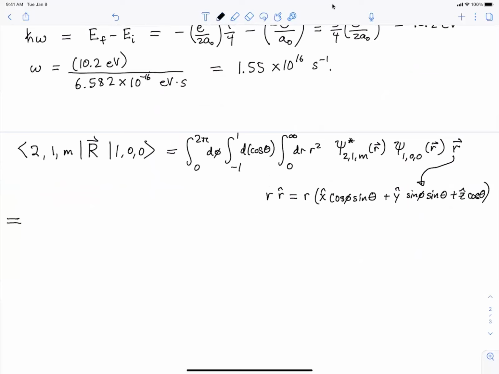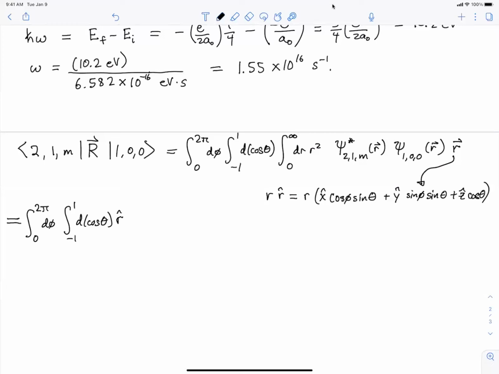Let me write first here the angular part, 0 to 2 pi d phi, minus 1 to 1 d cos theta. Okay, and then our r hat goes there with the understanding that when we write that, we really mean all of this stuff in rectangular coordinates, because we're going to have to dot this thing into itself when we're done. Okay, and then what else goes there?